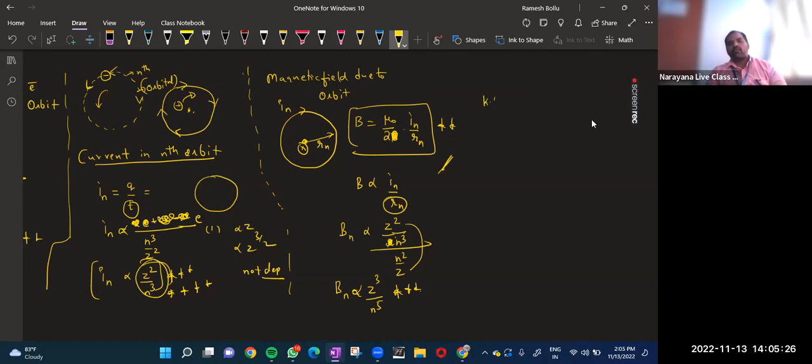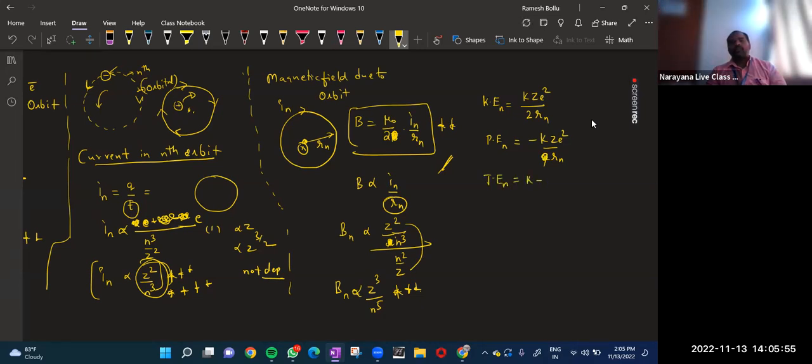Tell me, what is the kinetic energy of the electron revolving in the nth orbit? K Z e square by 2Rn. What is the potential energy of the electron in the nth orbit? Minus K Z e square divided by Rn. Only Rn is there, 2 will not come in potential energy. But total energy of the electron in the nth orbit? Kinetic energy plus potential energy. Substituting, minus 1 by 2 into K into Z e square divided by Rn. This is the total energy of the electron in the nth orbit.